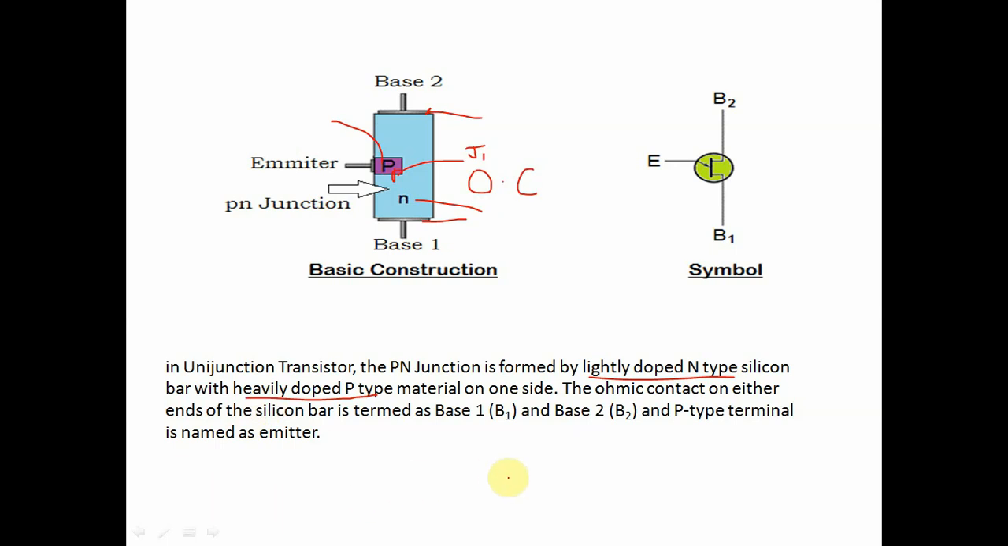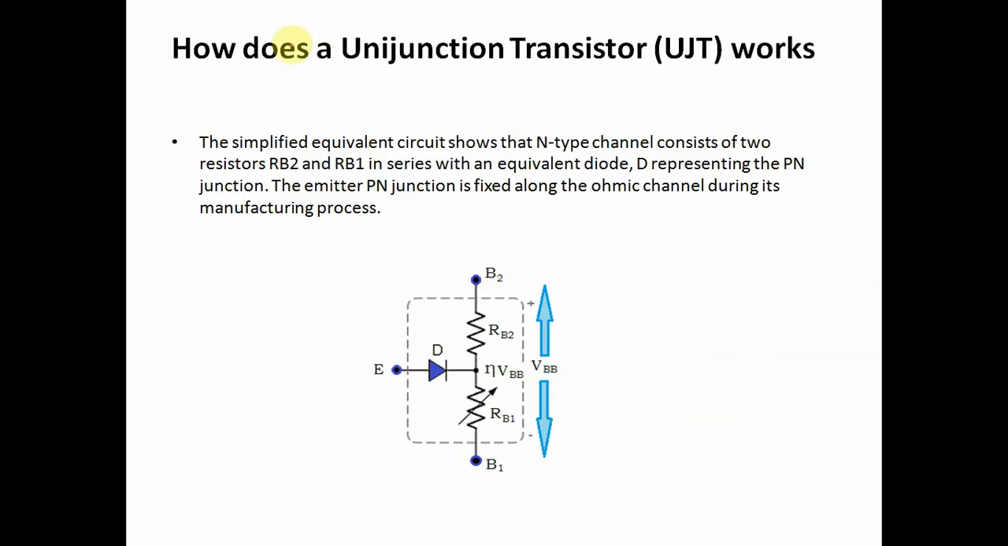In a unijunction transistor, the PN junction is formed by a lightly doped N-type silicon bar with heavily doped P-type material on one side. The ohmic contacts on either end of the silicon bar are termed base 1 and base 2, and the P-type terminal is named the emitter. This P-type material is named the emitter. This is the basic construction of UJT.